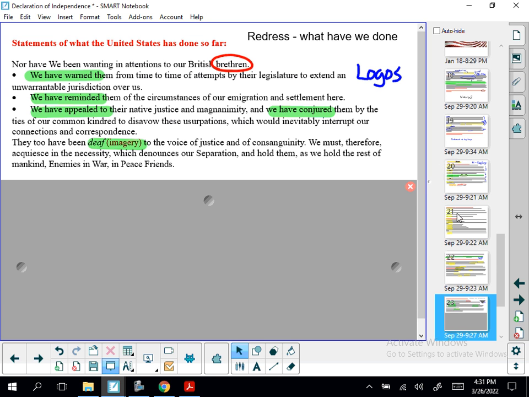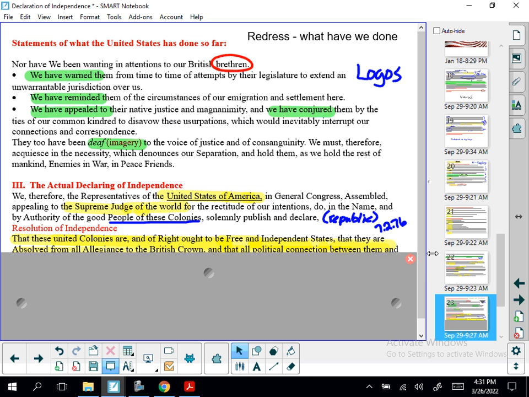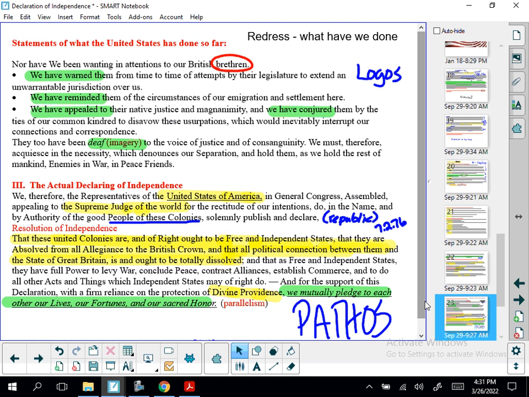But now comes the actual declaration. We, therefore, the representatives of the United States of America, and I want you to highlight that because you'll notice that the U is now capitalized. And that is the first time the name of our country has been used in a formal document.